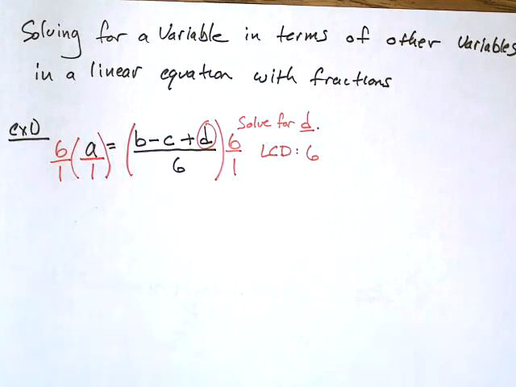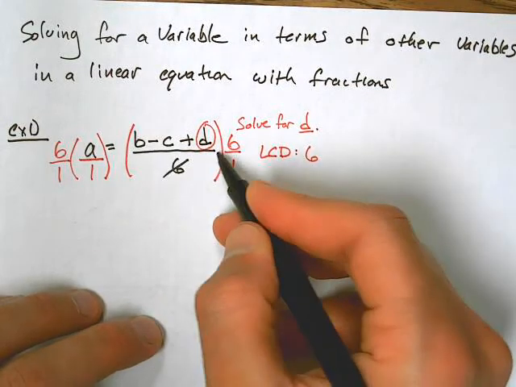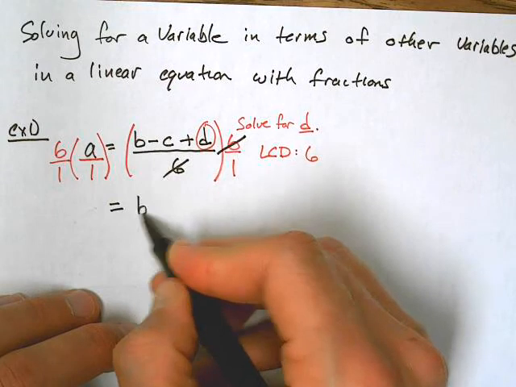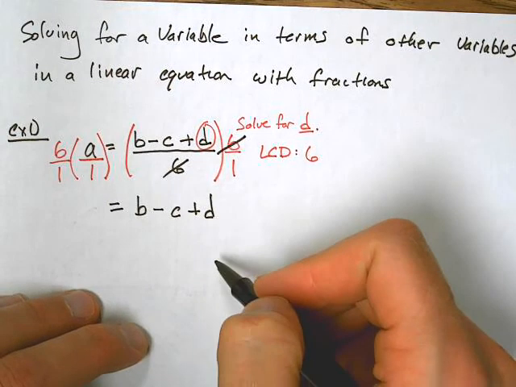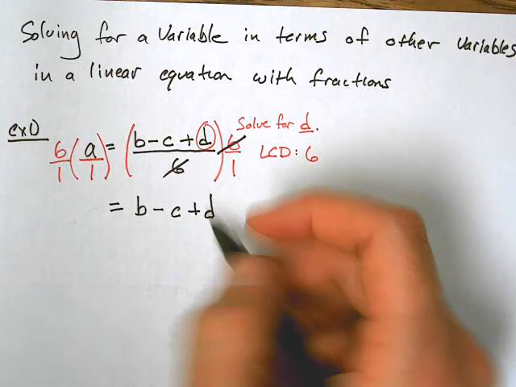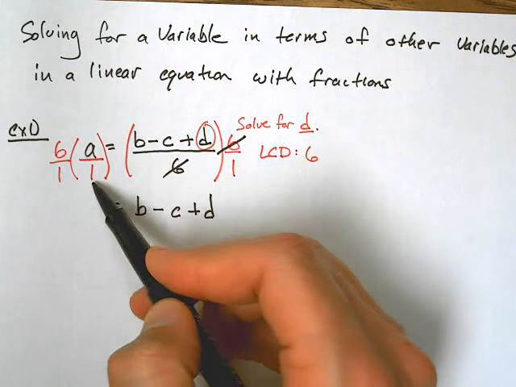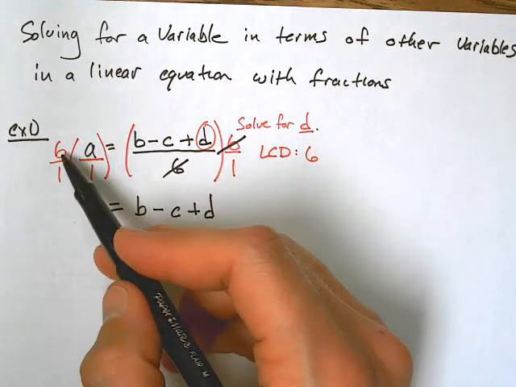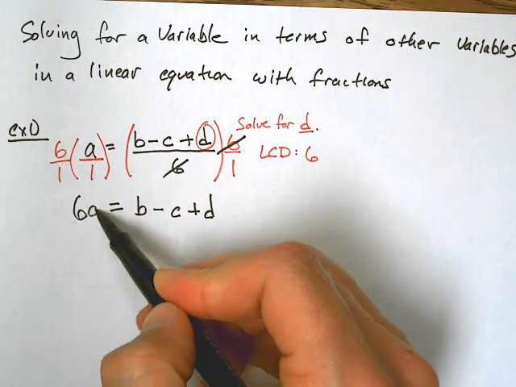On the side where the fraction is, the 6 divided by 6 cancels out, and I'm left with just B minus C plus D, which is nice. I have no more fraction. Over here, I can't cancel out any denominators, but the good news is the denominator is only 1 anyway, so there's nothing to cancel out. And I just have to multiply 6 times A to get 6A.